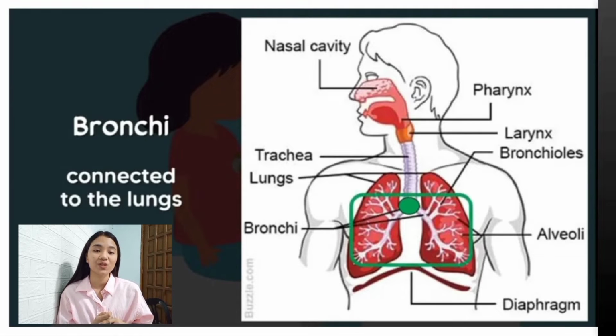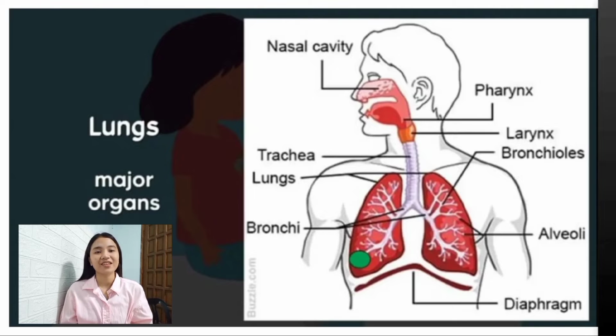Air sacs are also known as alveoli. They are surrounded with capillaries where gas exchange happens. In this way, we can take in a large amount of oxygen and release a large amount of carbon dioxide, which is our waste in our body.